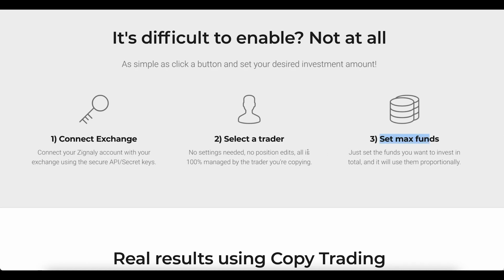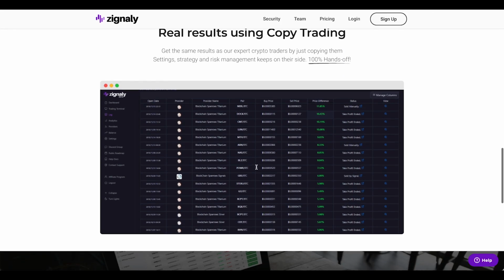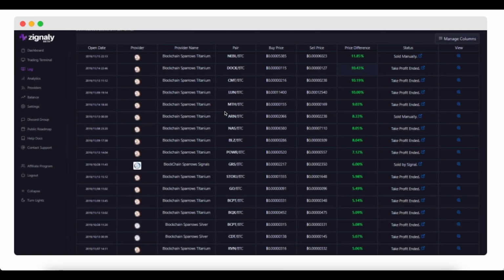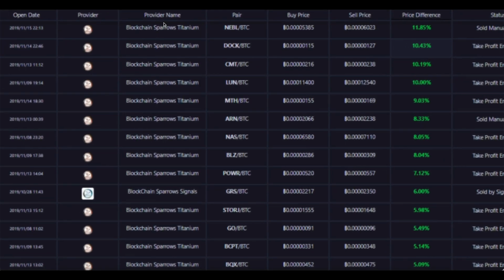And then you can set max funds as well. So here, that's the real beauty about this platform right there. And you can see they have their dashboard looking like this. You can see the provider name.